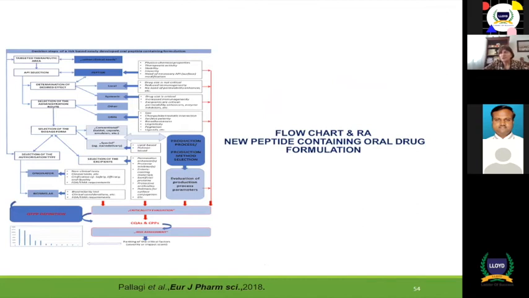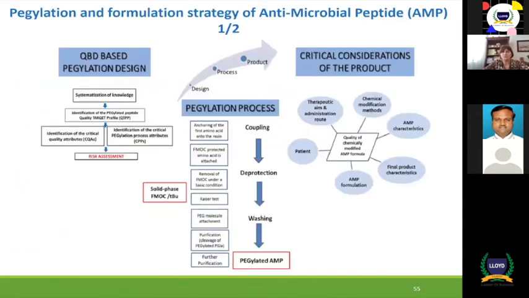Here you see a flow chart and risk assessment in a case of a new peptide formulation for oral drug formulation, how we should decide what is the decision tree, what is the flow of the process. Here is about an antimicrobial peptide, a QBD-based pegylation design. Even for one process, we can set up a QBD methodology.